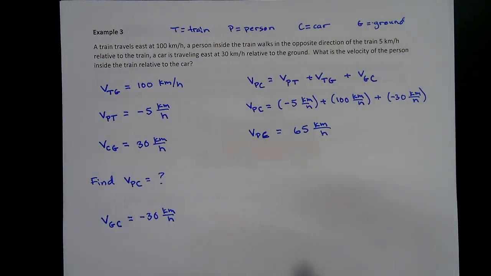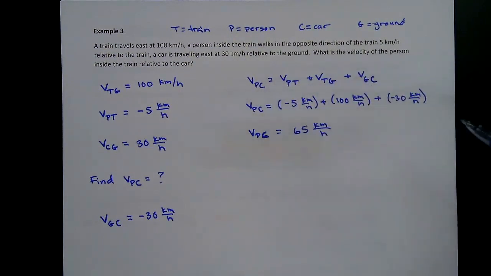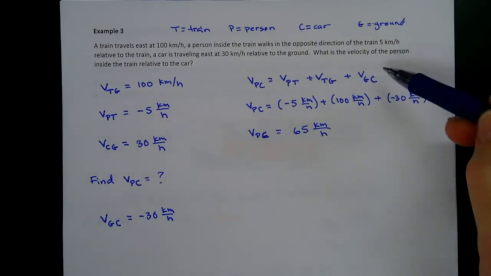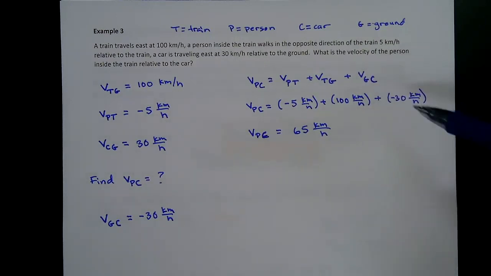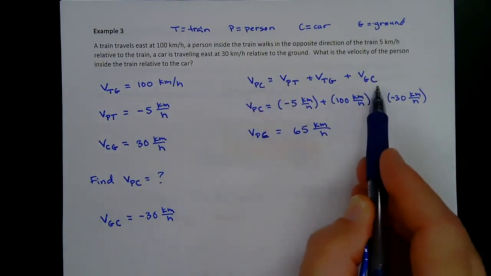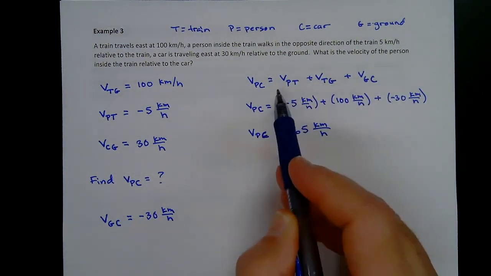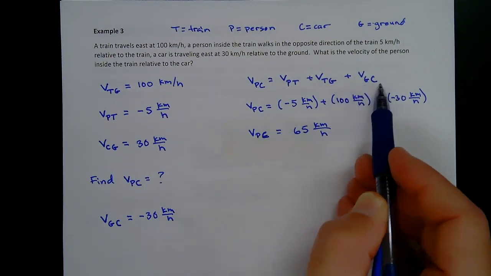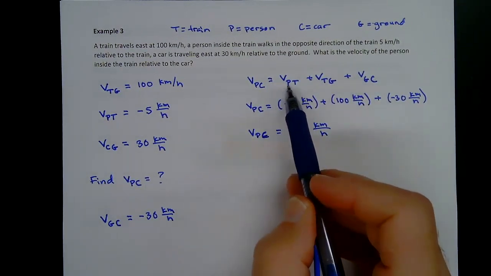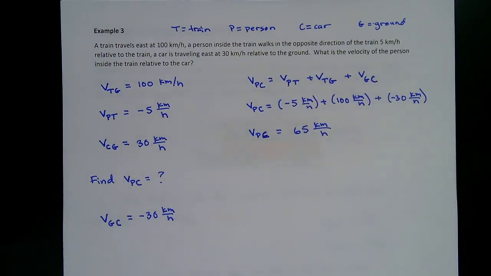All right, so this is where it's really important you write these equations. Okay, I'm going to have to give you no credit if you don't write these equations, because that's what's very, very important. Remember, you have to start with the first letter and you have to end with the last letter and connect everything in between, right? P, T, T, G, G, C, right? And the T's and the G's would cancel each other out, and you're left with the velocity of P relative to C, which is the velocity of the person relative to the car.